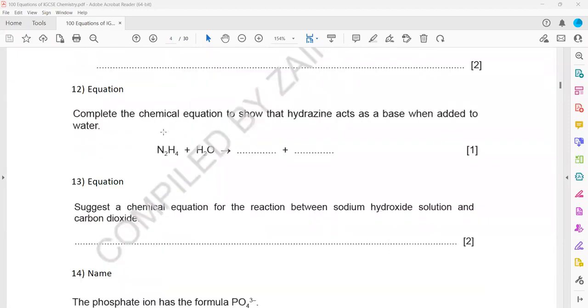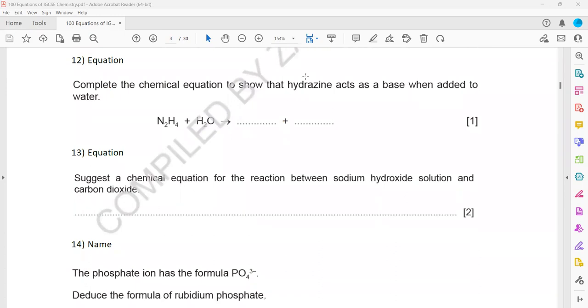Then question 12: complete the chemical equation to show hydrazine acting as a base when added to water. What is the definition of a base? A base is a proton acceptor. So it should accept a proton. So it is N2H4. Then what should it turn into? It should turn into N2H5, and because it accepts a proton, there will be a charge of +. And water donates the proton, so the water should become OH. This shows that hydrazine is acting like a base because it is accepting a proton, and water is acting like an acid because it is donating a proton.